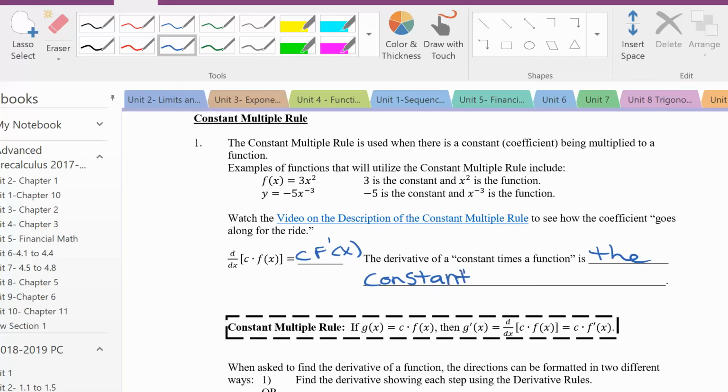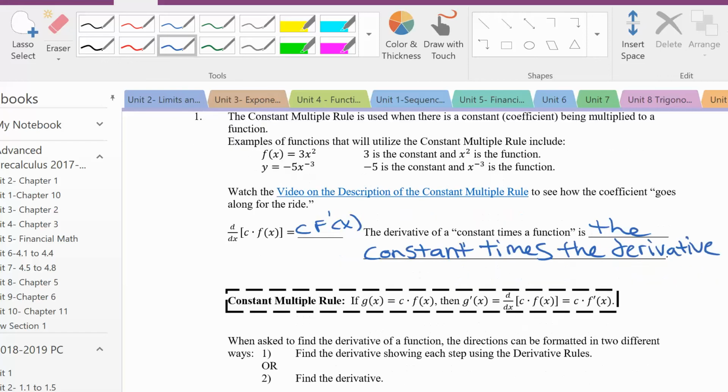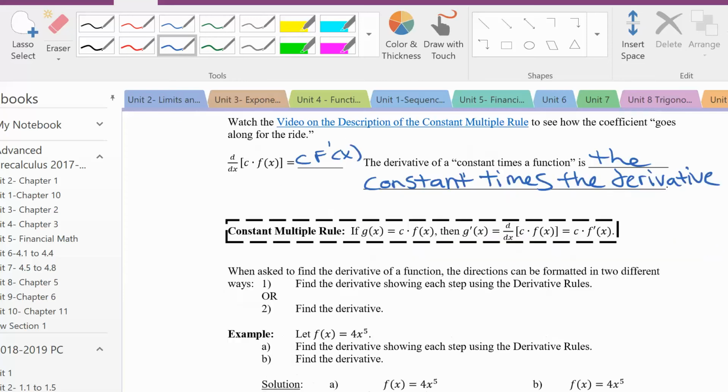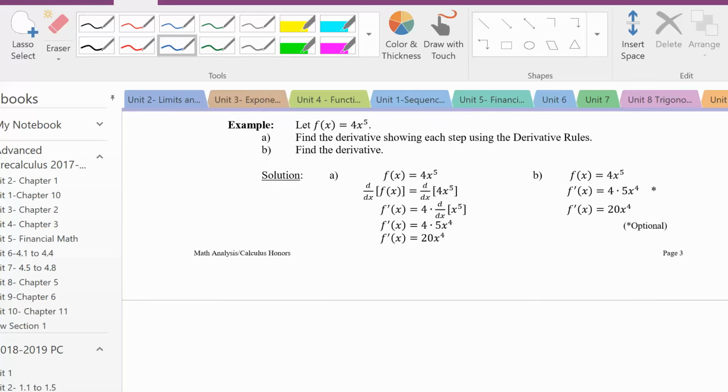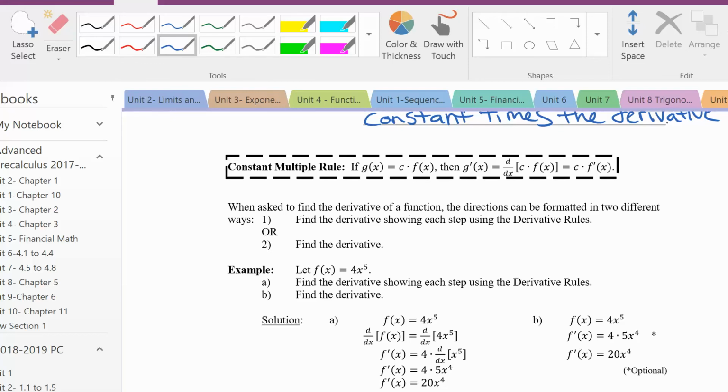Constant times the derivative. All right, so whenever we're multiplying a constant times a function, the derivative is just the constant times the derivative. So there's some examples there, but let's do some on the next page.